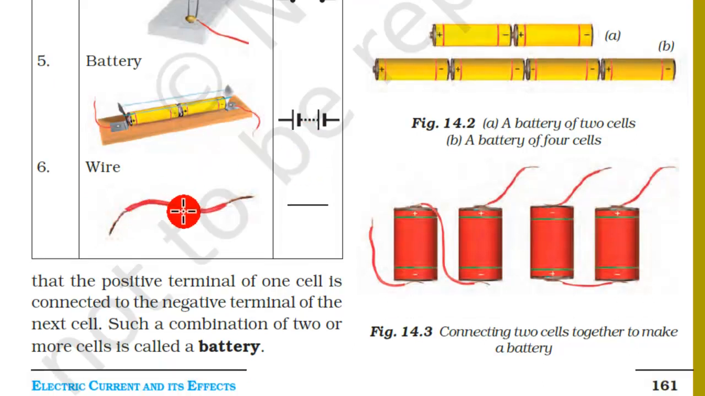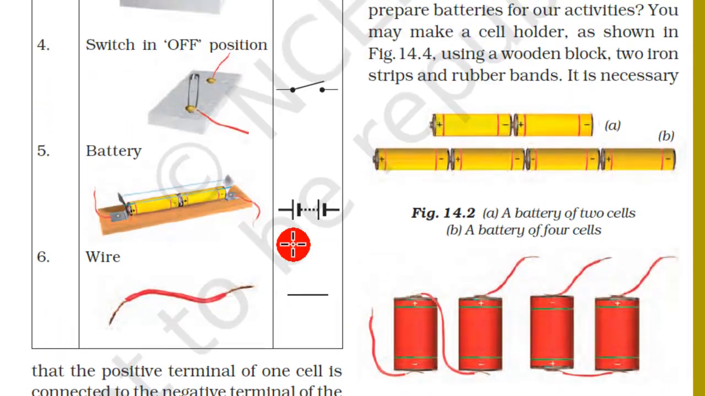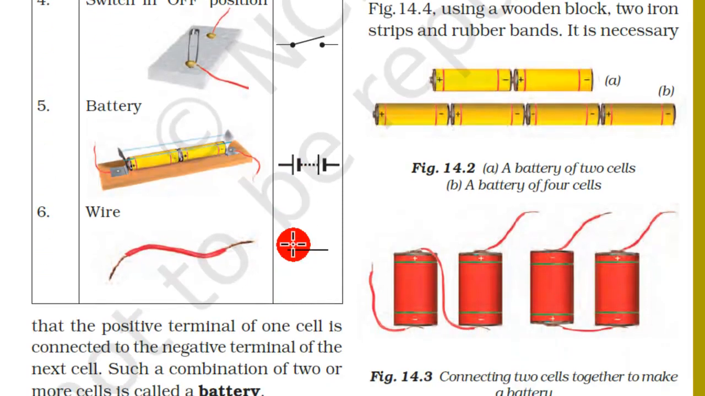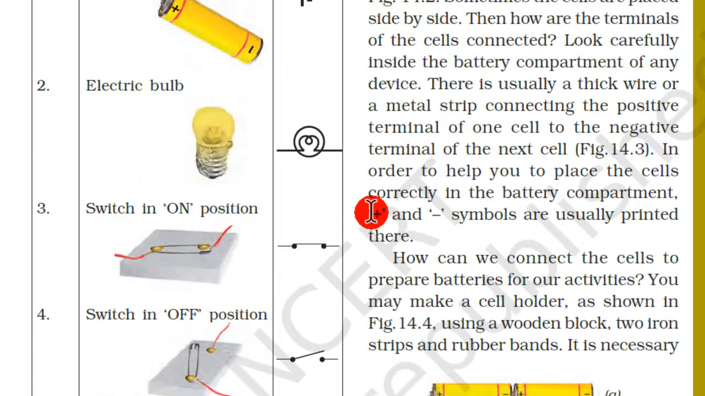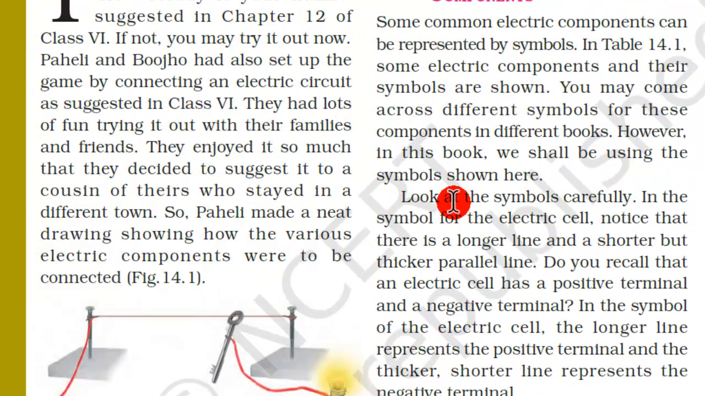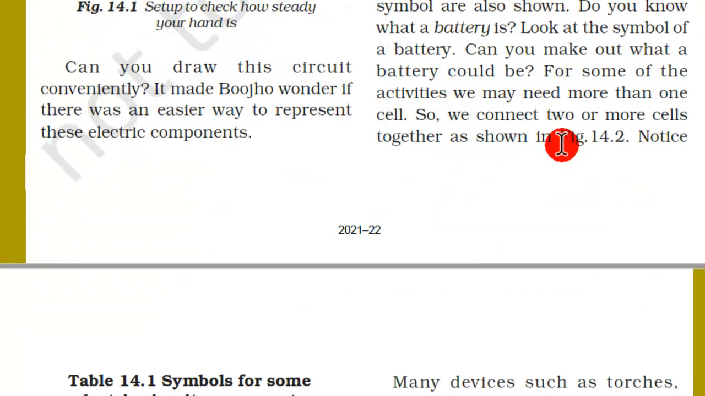And this is the wire. We will represent the wire with a line like this. So we have to keep in mind that the combination of two or more cells is called a battery. Okay, then let's see.